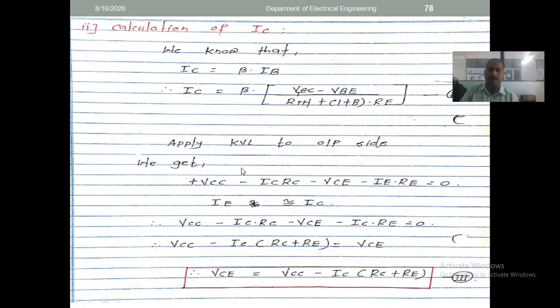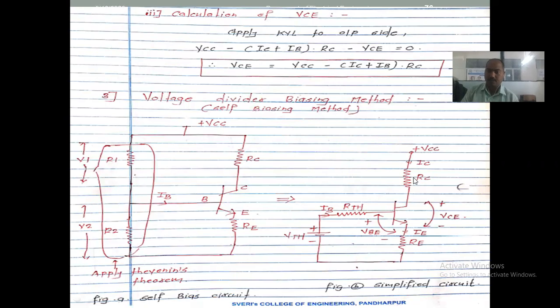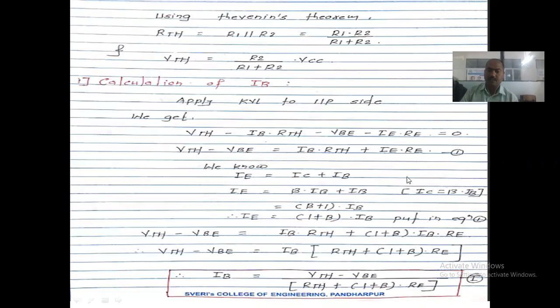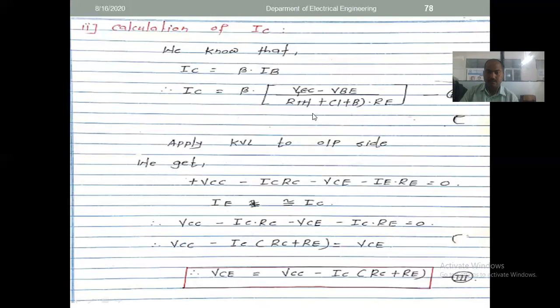Now to calculate VC, we apply the KVL at the output side. So plus VCC minus IC into RC minus VC minus I into RE. This is the further calculation of VC. Applying KVL to the output side, plus VCC minus IC into RC minus VC minus I into RE. This is the equation.